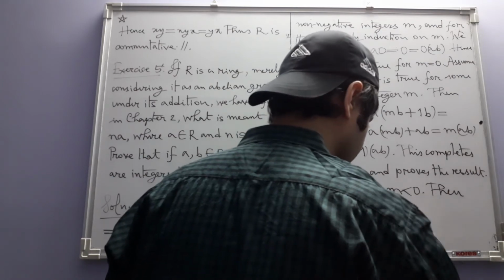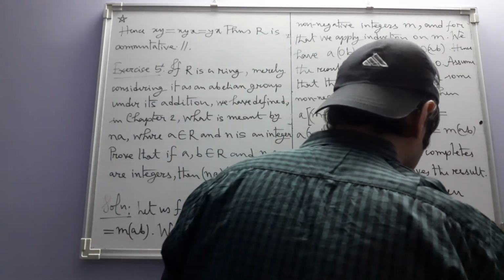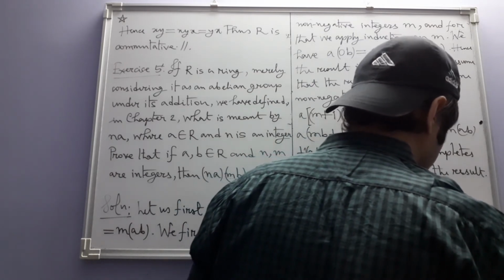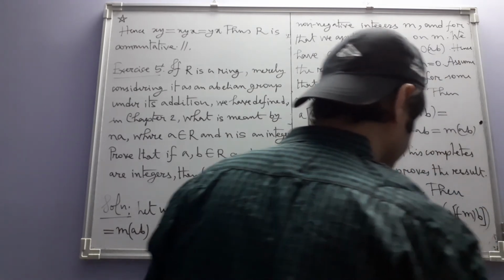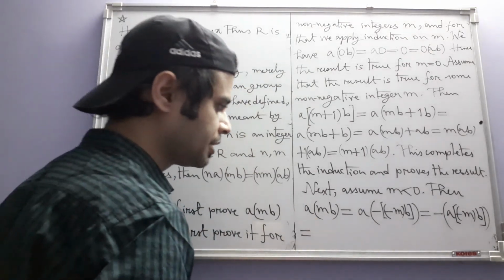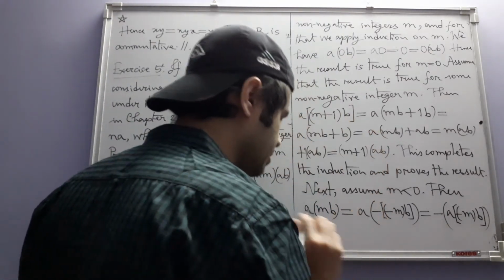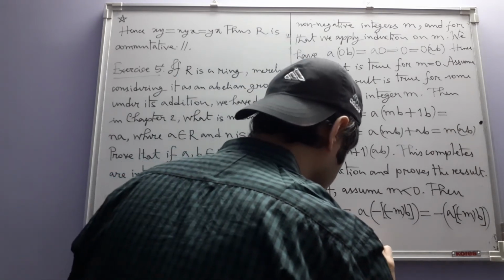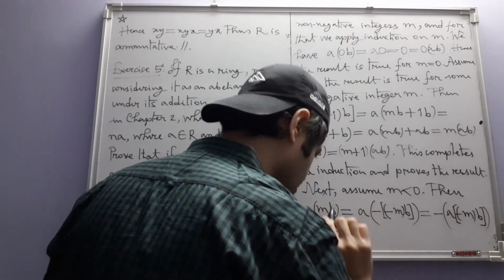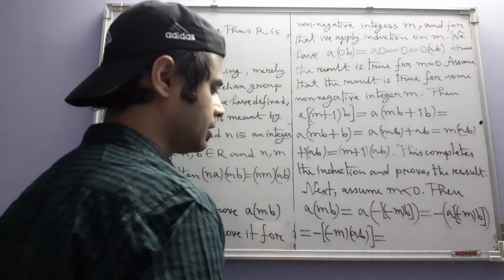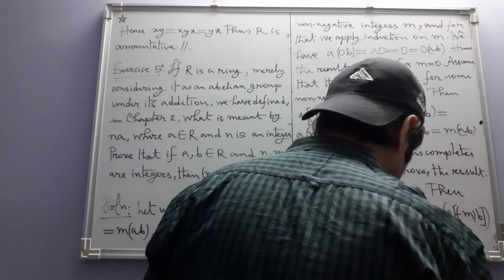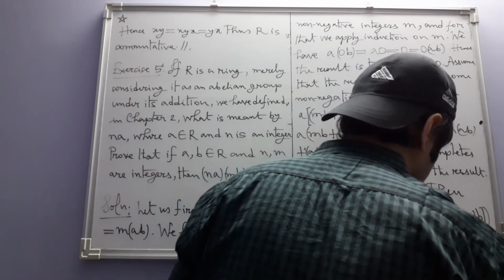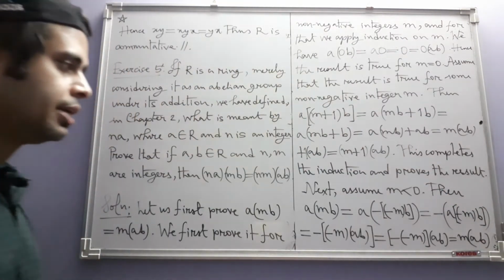We have to use many brackets to keep track of the things, and this is equal to minus A times minus MB. We will, as usual, justify the steps afterwards, and this is equal to minus MAB. And that is equal to minus MAB, which is equal to MAB. So what have we done here?